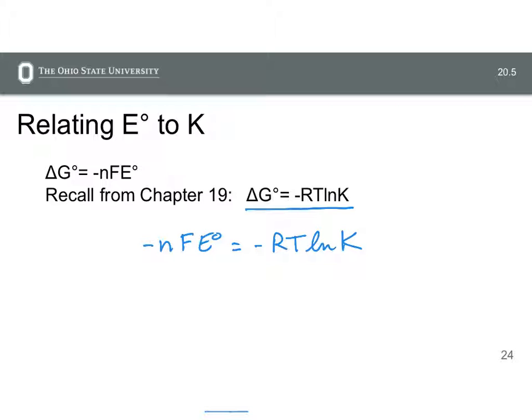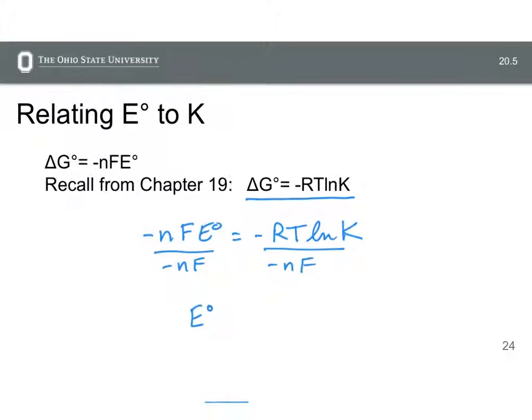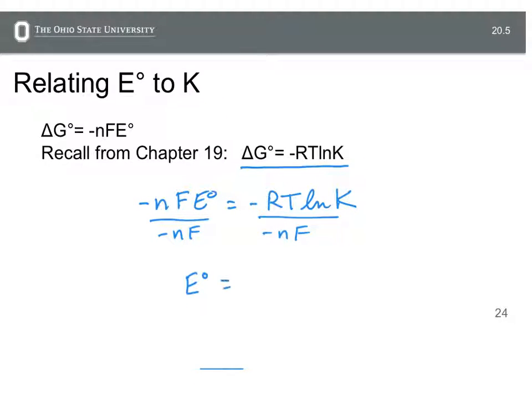If we divide both sides by minus NF, we'll end up with the standard potential is equal to R times T over N times F times the natural log of K.